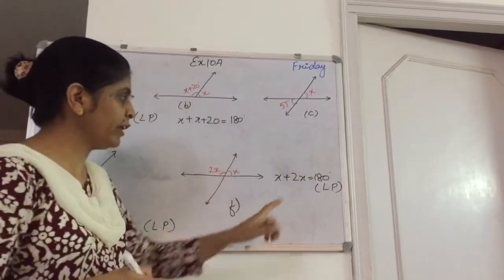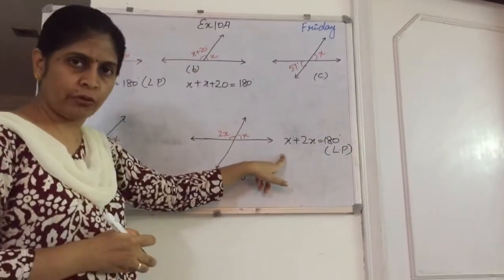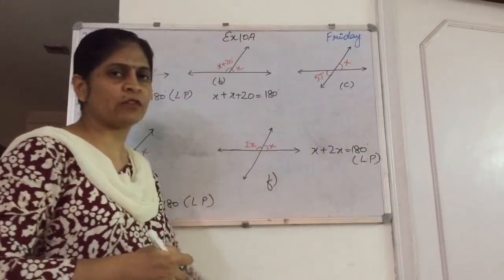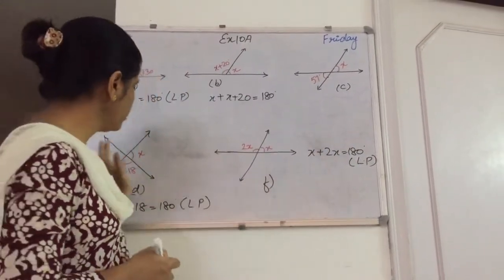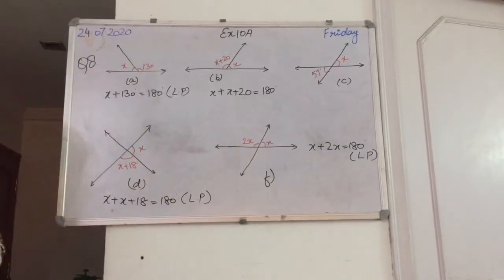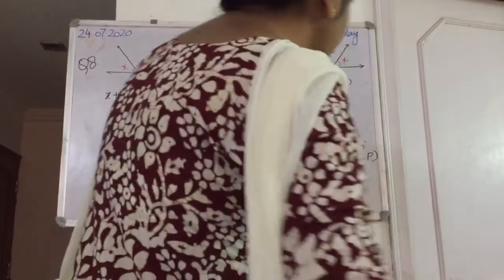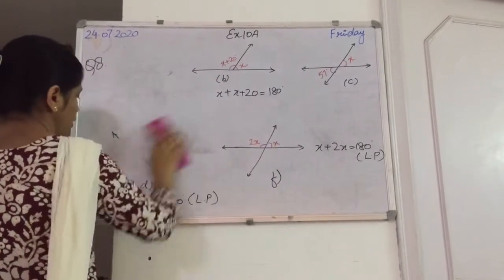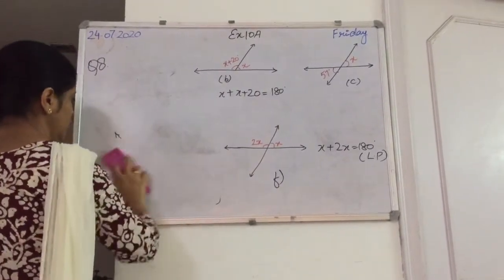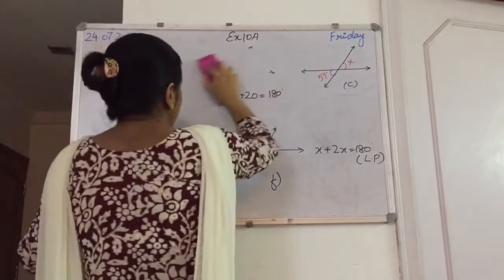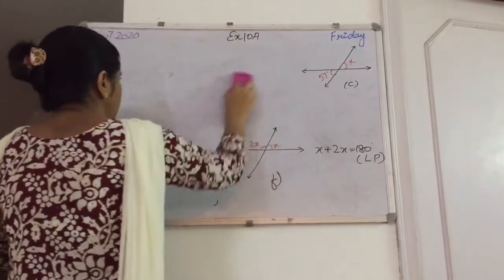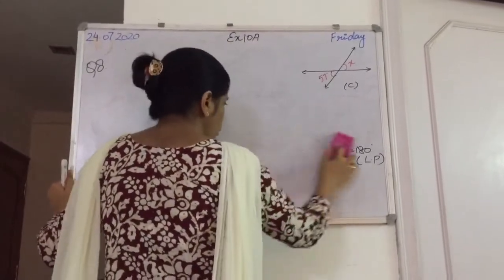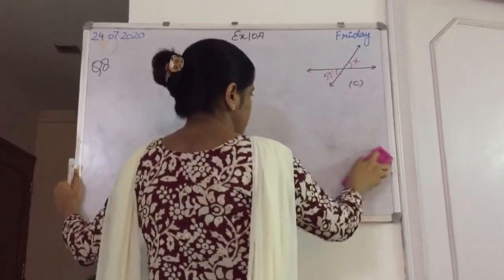Now when you solve it, 2x and x become 3x. So 3x equal to 180 degrees. So you will get the value of x. Clear all of you? Now I am rubbing it and I am just doing the E part of it. These all parts you do by yourself.